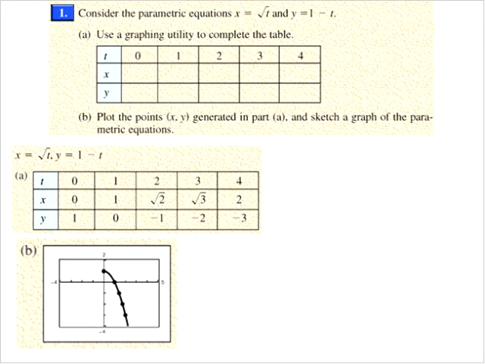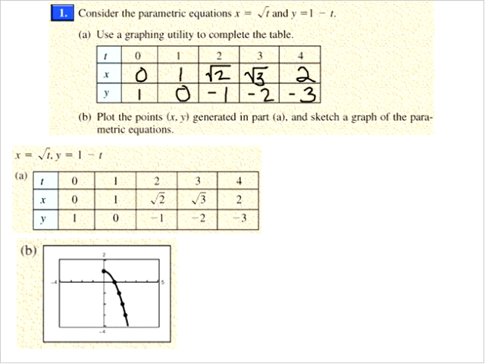So when I plug 0 in for x equals the square root of t, I get the square root of 0, which is just 0. The square root of 1 is 1. Then I get the square root of 2, the square root of 3, and the square root of 4, which I can simplify to 2. Then to fill in my chart for y, I plug 0 in for t. So 1 minus 0 is 1. 1 minus 1 is 0. 1 minus 2 is negative 1, 1 minus 3 is negative 2, and 1 minus 4 is negative 3.